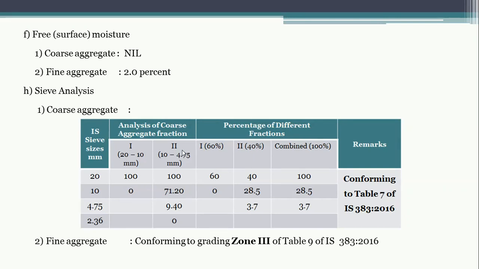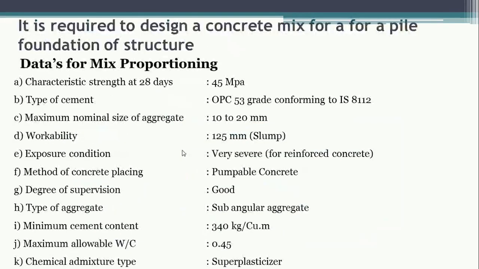Zone 4 is most of the time not used for RCC works, because the sand obtained from Zone 4 is very fine. So either you will get Zone 1, Zone 2 or Zone 3. So these are the test data for the mix proportion.